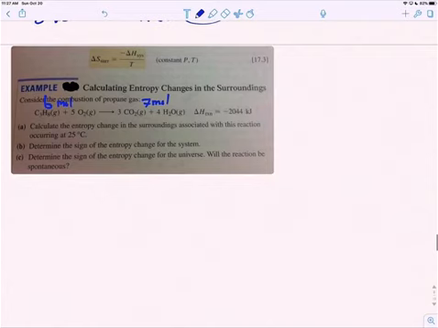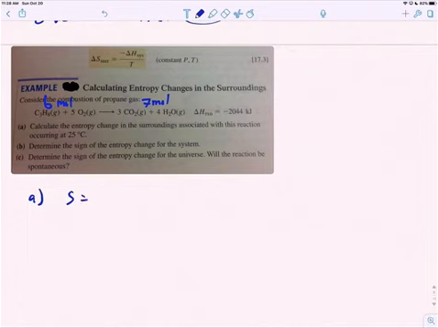So let's do this for an example. Calculate the entropy change for this reaction here. So you have propane plus 5 oxygens makes 3 carbon dioxides and 4 waters. The delta H of reaction is minus 2044 kilojoules. Calculate the entropy change to the surroundings associated with this at 25 degrees Celsius.